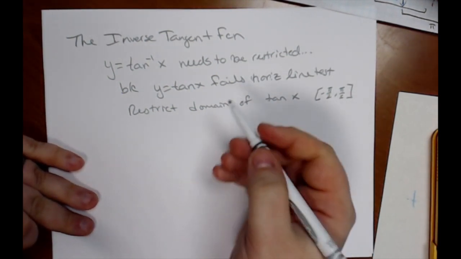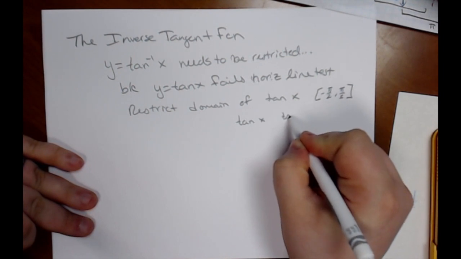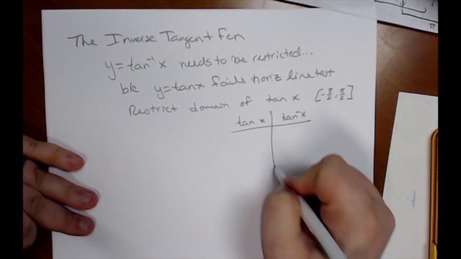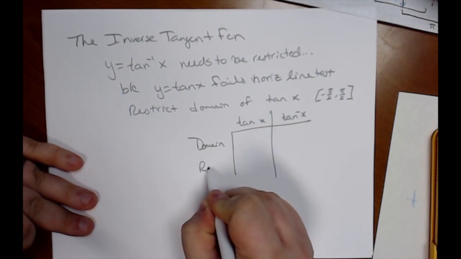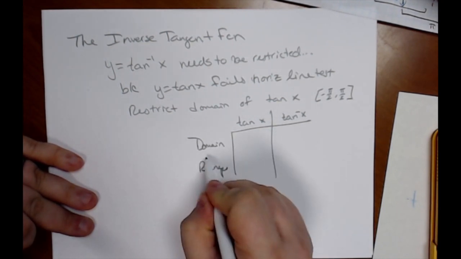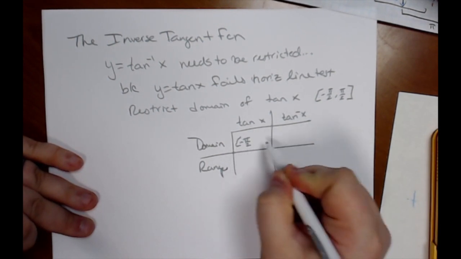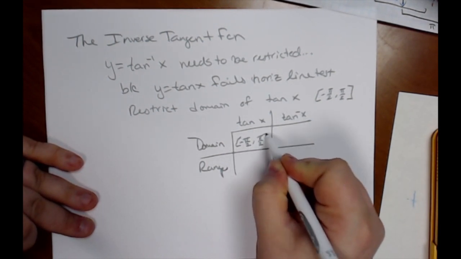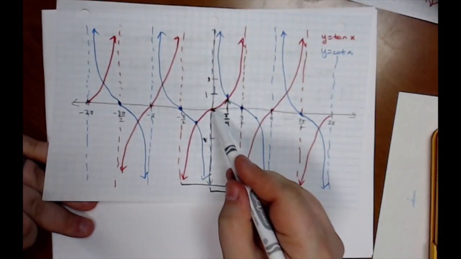And so maybe we'll go ahead and make our table. Tangent of x, arctangent of x, domain, and range. We restrict our domain to be -pi over 2 to pi over 2. And our range during that window is -infinity to +infinity.